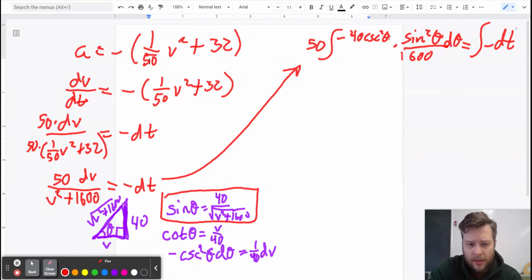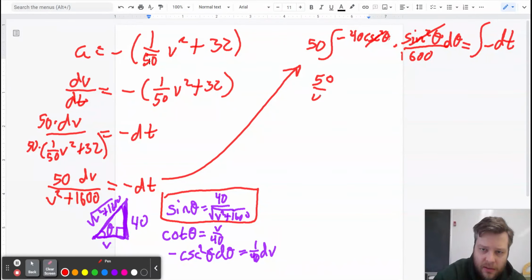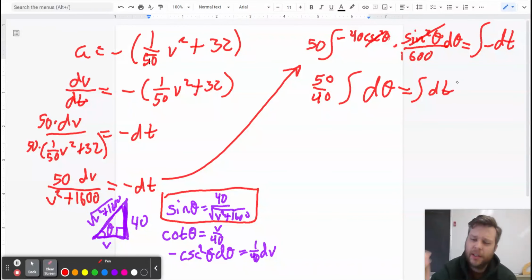Let's see, cosecant is 1 over sine. Oh, isn't that nice? So you disappear with you. 40 over 1600 is just 1 over 40. So I have 50 over 40. And then I have a negative on both sides, so I can cancel them both out. The integral of d theta equals the integral of dt. Did I do that right? I kind of doubt. Did I do that correctly? Maybe it all canceled out.